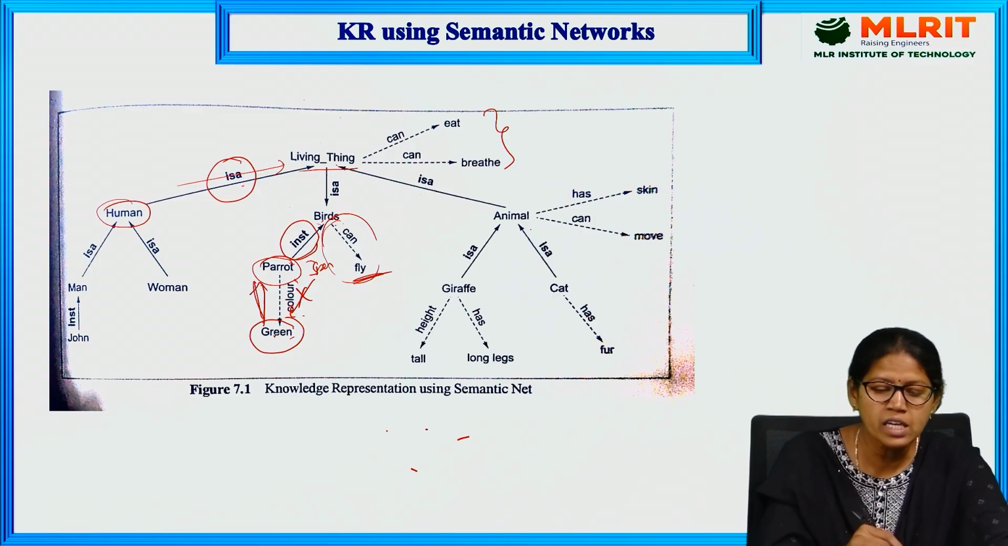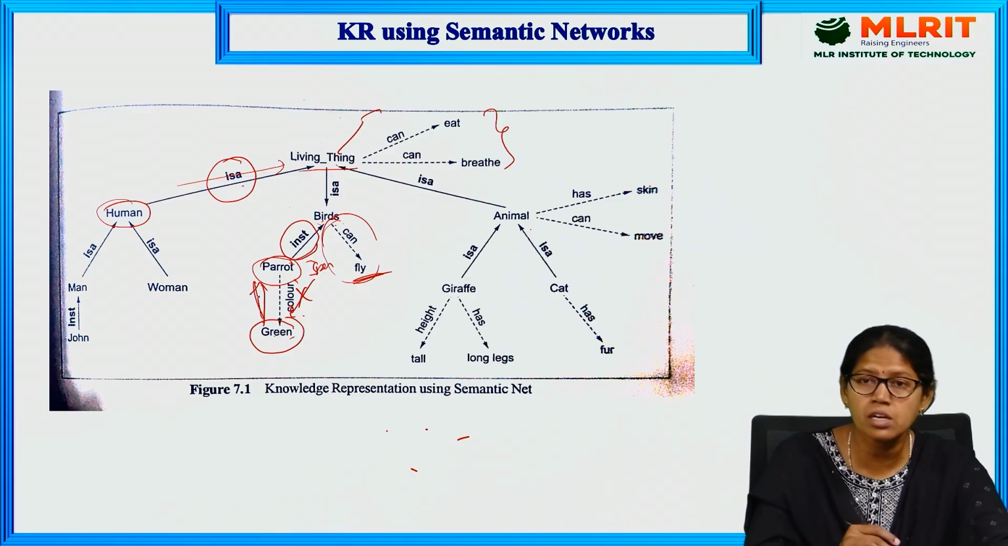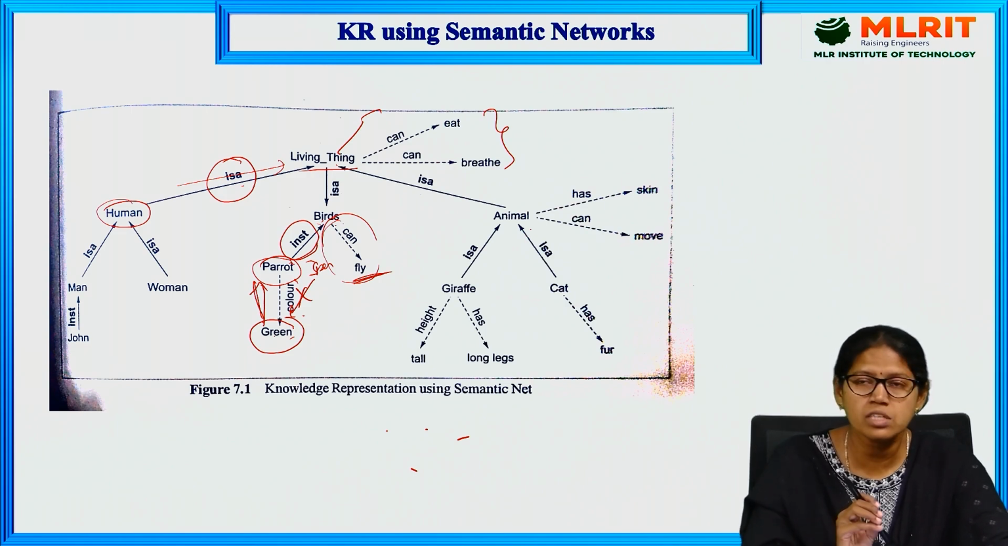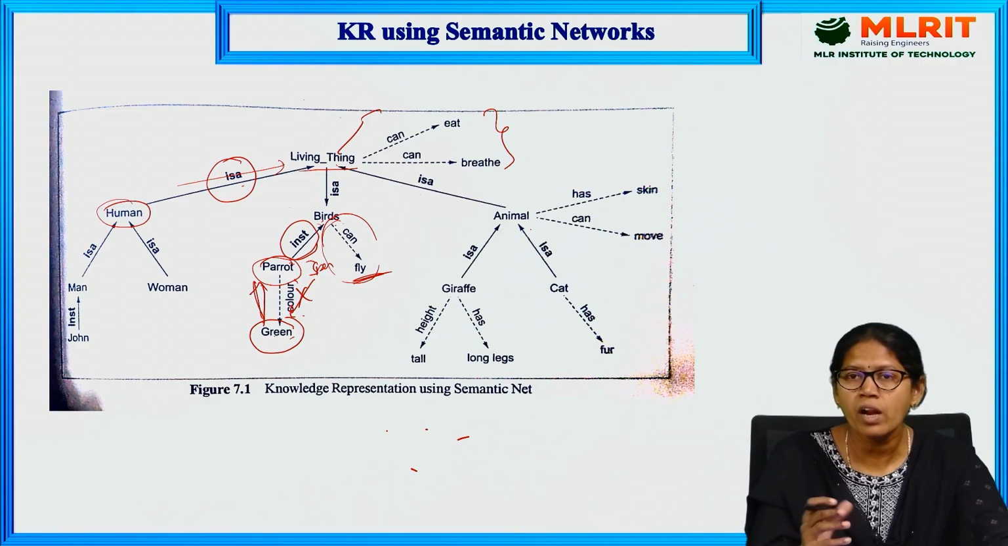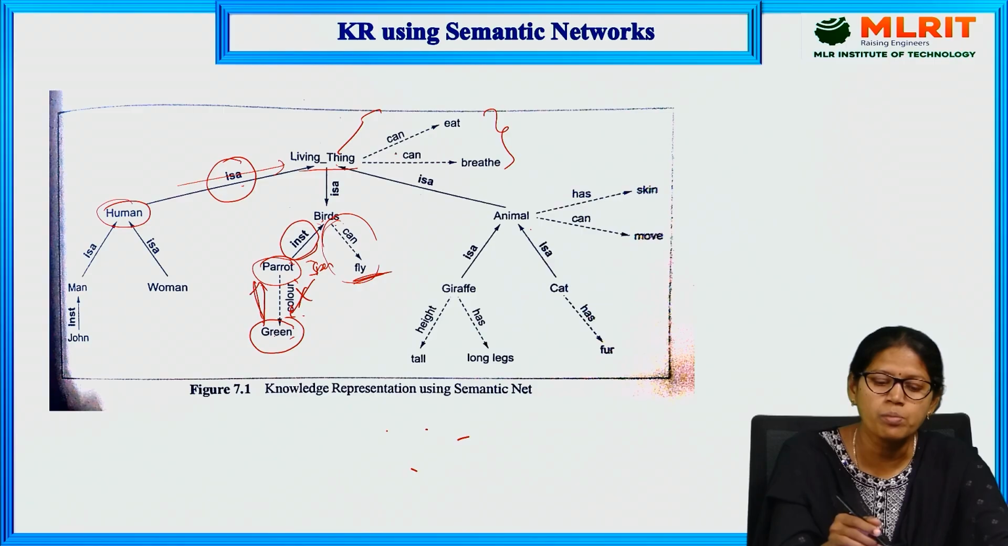We can't write this green onto the living thing, because not all living things have this attribute. So the specific attributes will be written to that specific concept or object, and what applies to all will be written at the top. So a living thing can eat and breathe, so a parrot can eat and breathe.